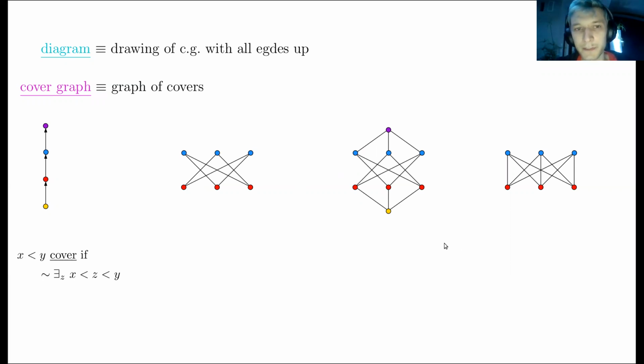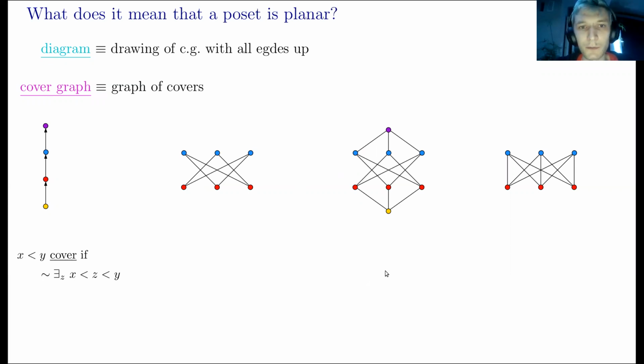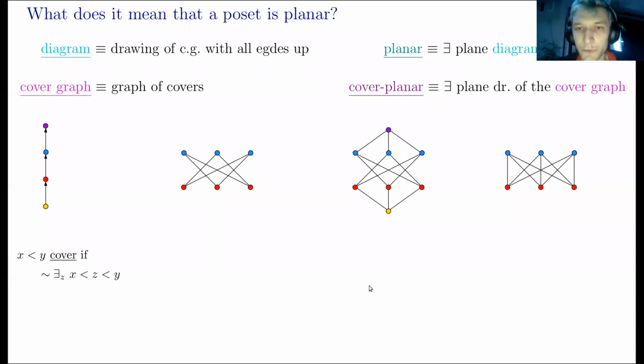Okay, and now we go back to the title of the talk, to the topic. It should be about planar posets. So what does it mean that a poset is planar? In graph theory, it is very intuitive and obvious what planar means, but in posets it's a little bit more subtle. So we have two notions of planarity because we have these diagrams and cover graph. They induce two natural notions. So we say that a poset is planar, this is more classical notion, if there exists a plane diagram.